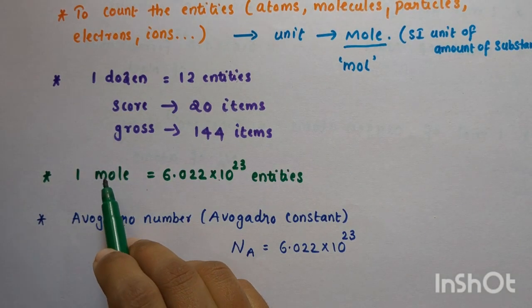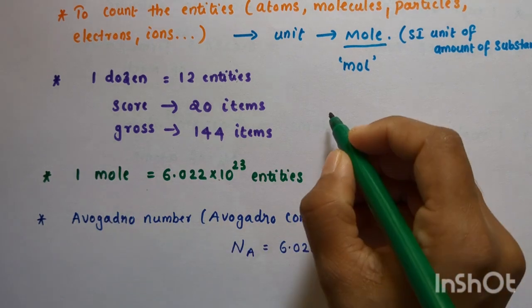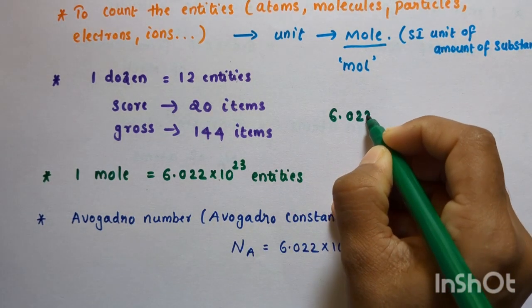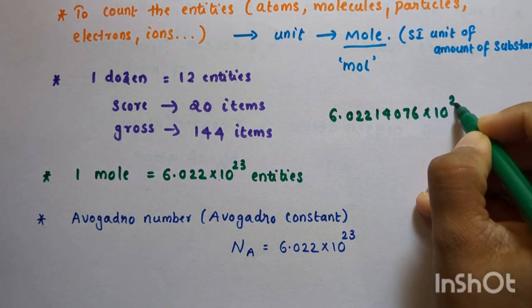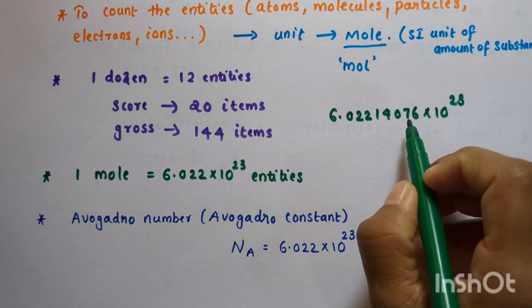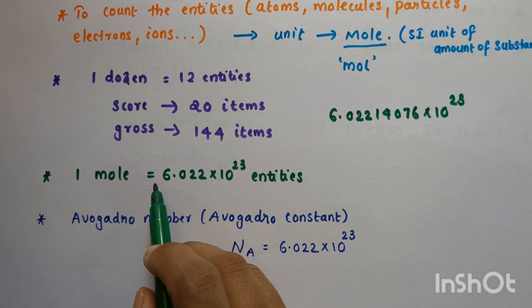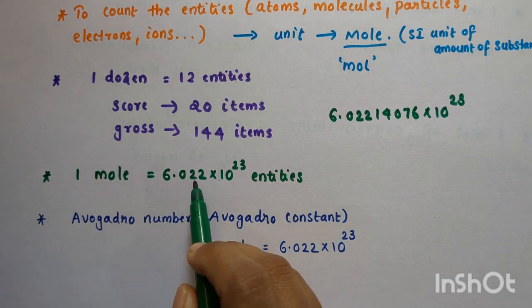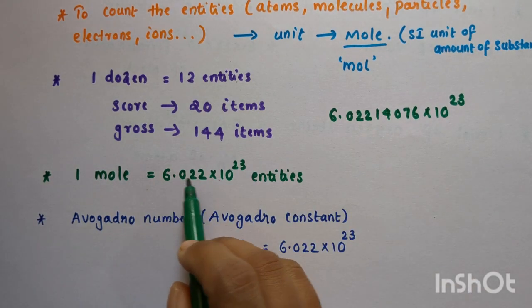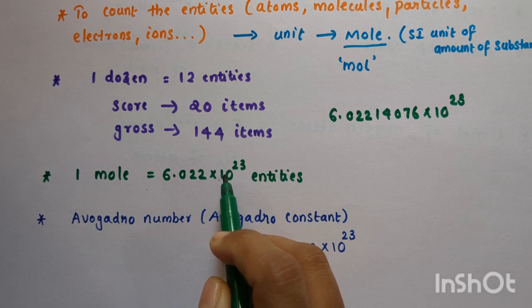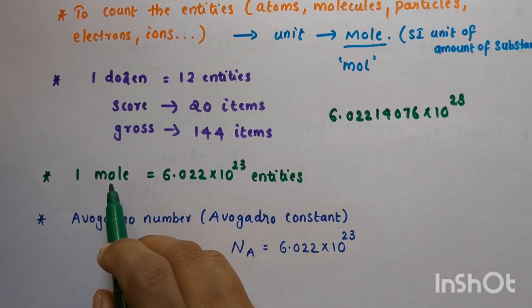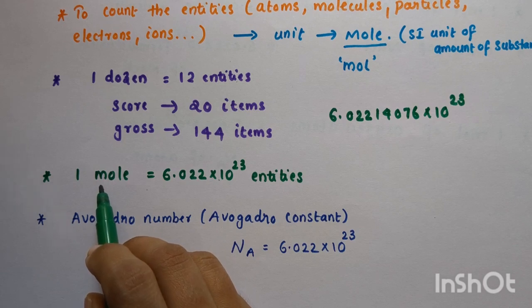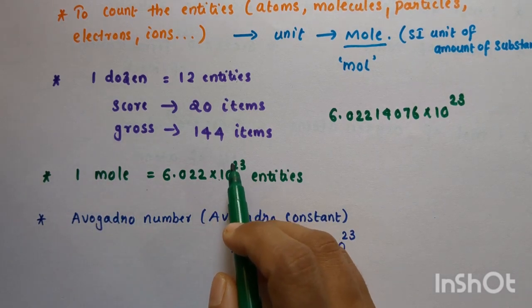See, 1 mole contains exactly 6.022140076 into 10 raised to 23 elementary entities. That is, 1 mole is actually equal to 6.022, we are rounding off this number, 6.022 into 10 raised to 23 entities. That is, mole is a number. The numerical value of 1 mole is 6.022 into 10 raised to 23.